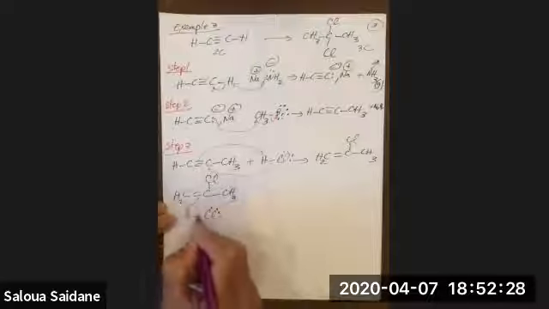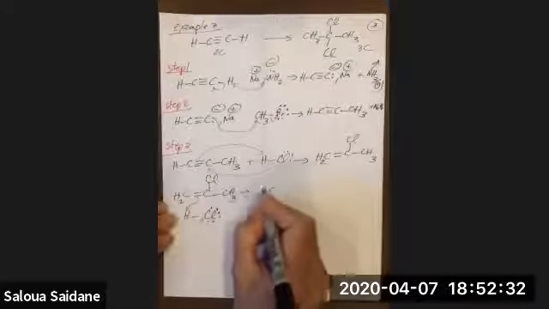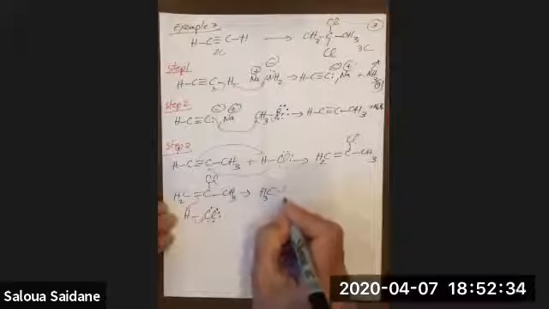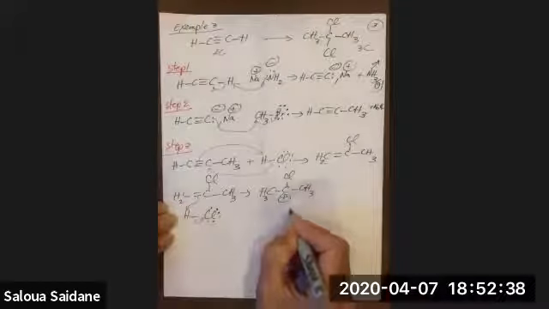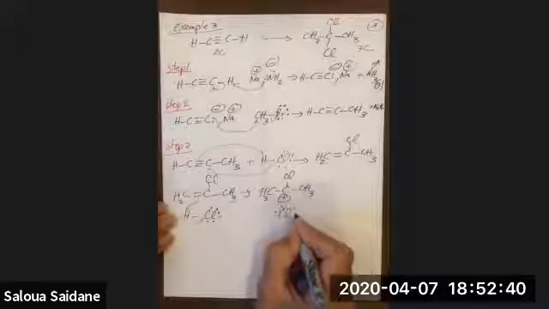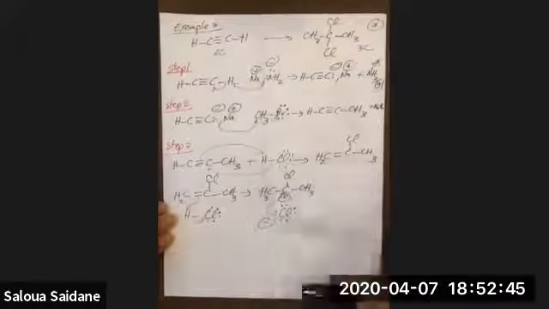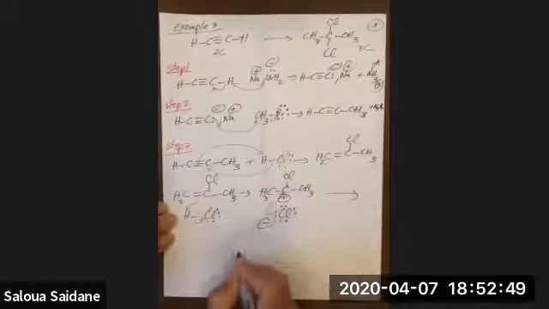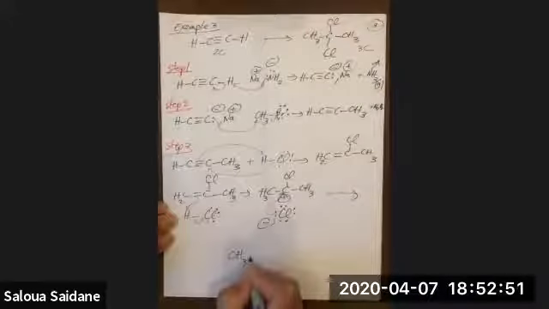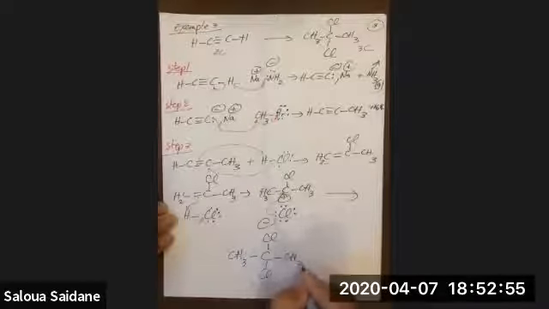So this takes the H first, so you end up with CH3, C plus, Cl, CH3, and then the Cl minus will attack here, and we get CH3, C, Cl, Cl, CH3. So that's our product.